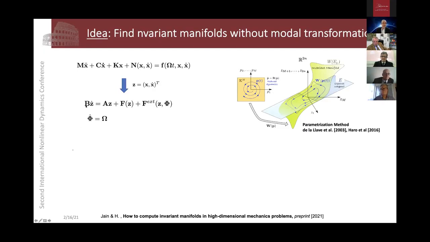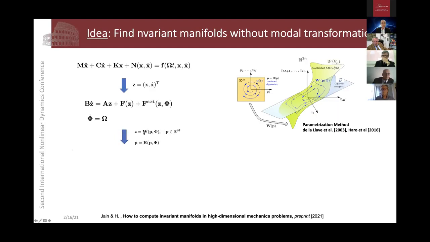But we're not going to invert B either, and we're not going to diagonalize A, but rather we're going to be looking for an invariant manifold using the parametrization method that was developed in a more abstract setting for mappings on Banach spaces by de la Llave and co-workers, right?